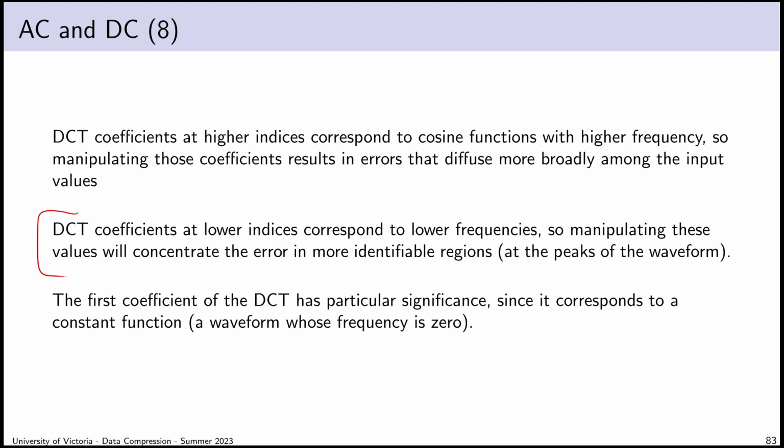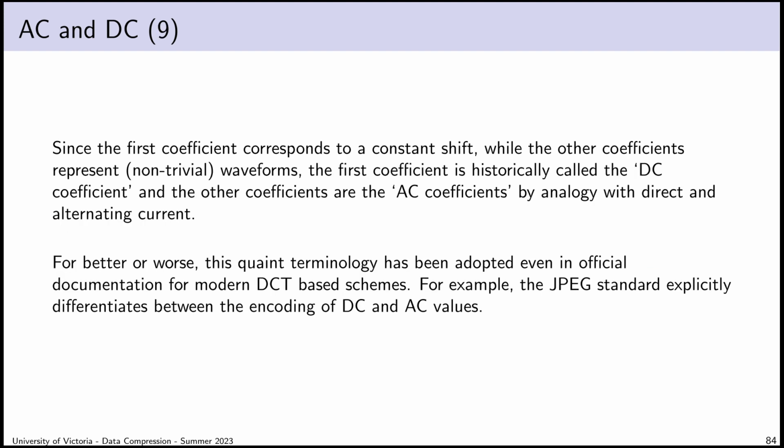Whereas if I manipulate the coefficients for the lower indices, the lower frequency coefficients, then I will have these errors that are concentrated in more identifiable regions, so the peaks or troughs of that wave. The first coefficient of the DCT has a special significance because it corresponds to a constant function. And you can think of that constant function as being a wave where every point is a peak or a trough. So if I manipulate that first coefficient, I am globally shifting the y value of the entire function when I do the inverse. So of course, that first coefficient is special. It corresponds to a wave with frequency zero.